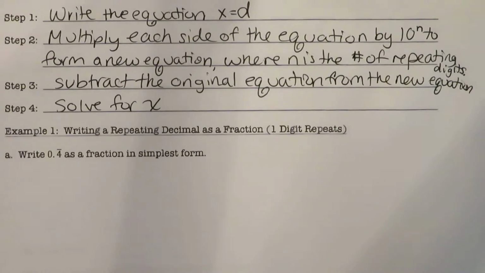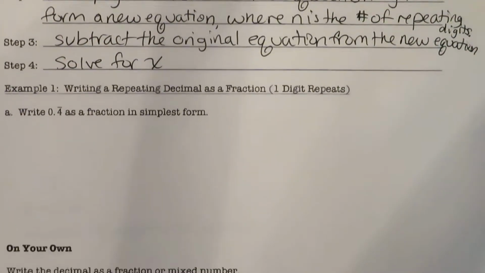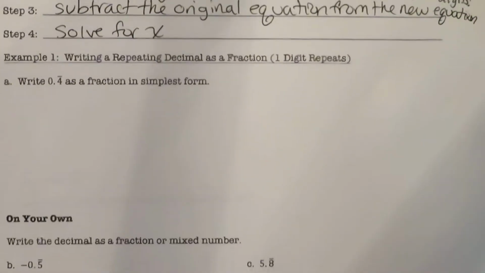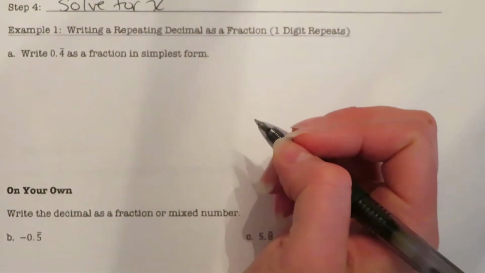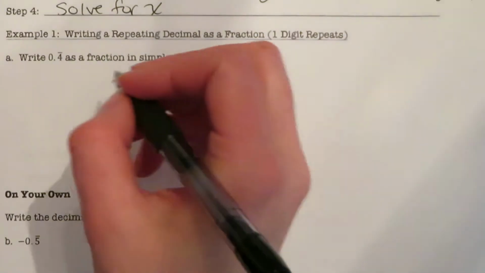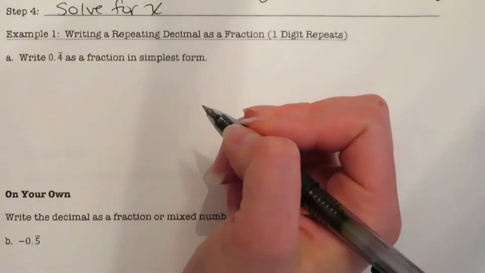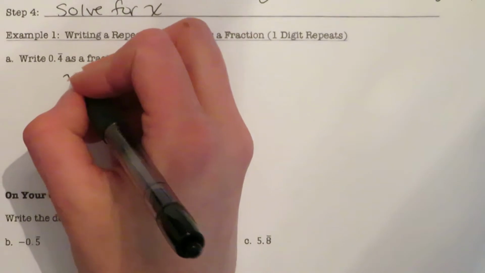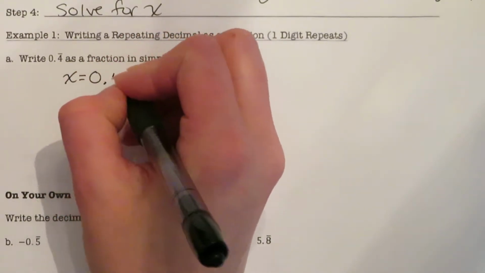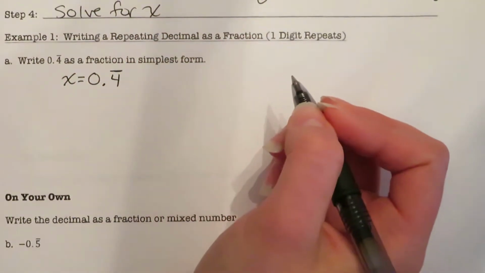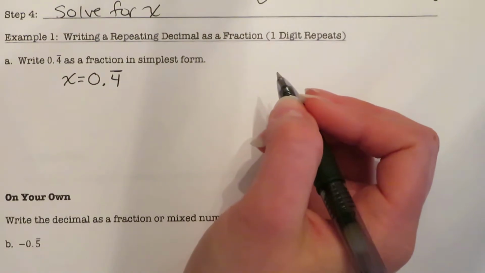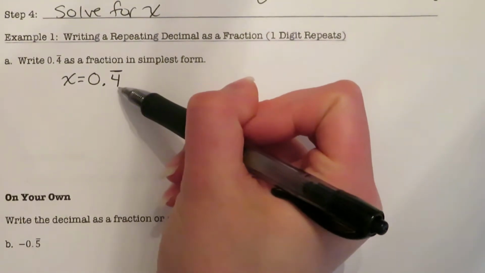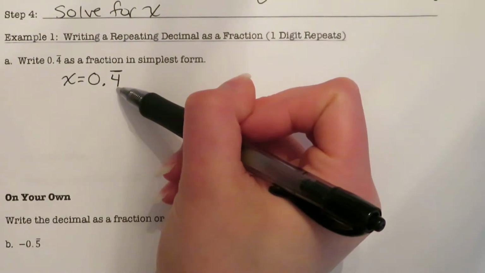So example 1, writing a repeating decimal as a fraction where only one digit repeats. We're going to write 0.4 repeating as a fraction in simplest form. Step 1, write the equation x equals d. So x equals our decimal, which is 0.4 repeating. Step 2, multiply each side of the equation by 10 to the nth power to form a new equation where n is the number of repeating digits. How many repeating digits do we have? We have 1. That's the number 4.